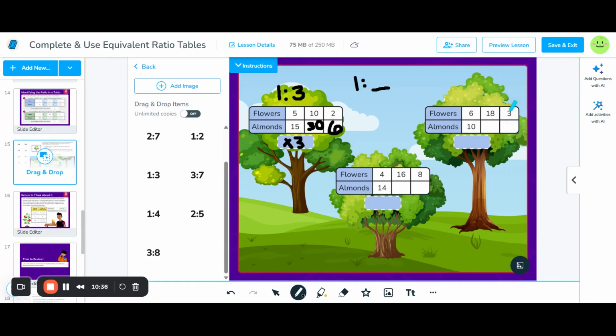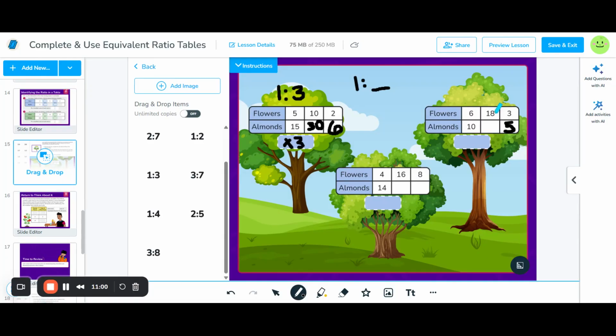Maybe we can boil this down smaller. So if we have 3 flowers, how many almonds are we going to have? This one we can solve a little bit differently. I see that 3 is half of 6. So then this ratio is going to be half of 10. So 5 is half of 10. So that's going to be a 3 to 5 ratio.